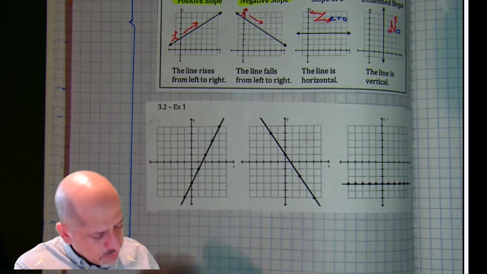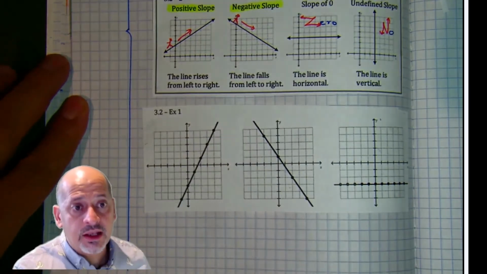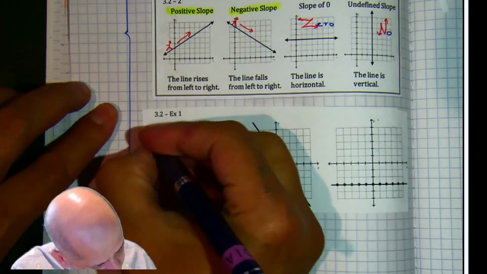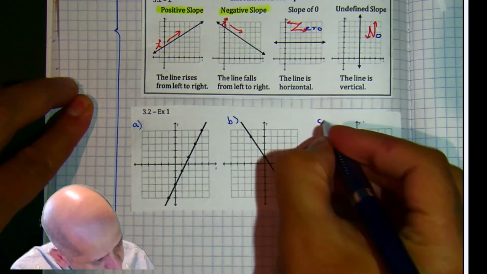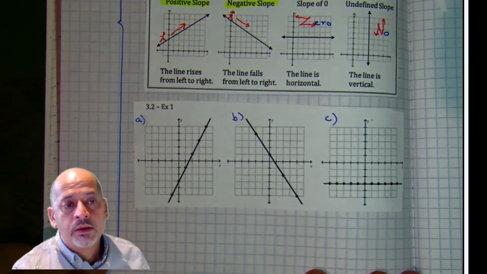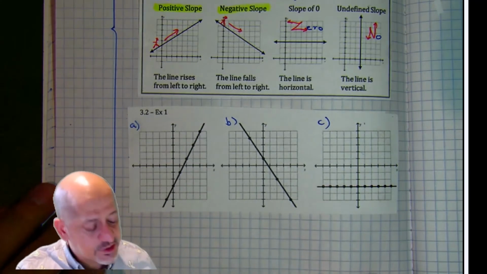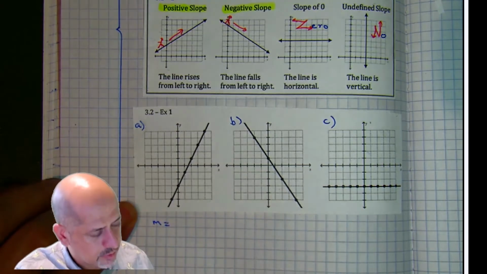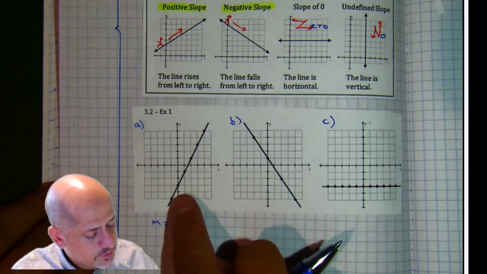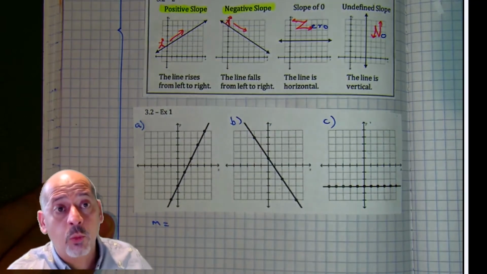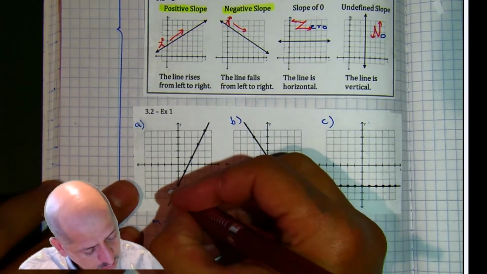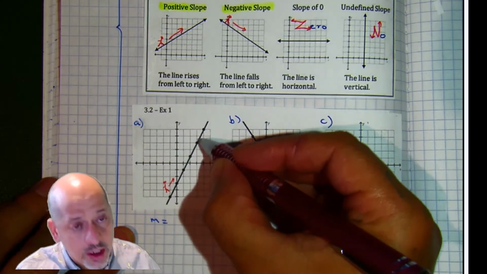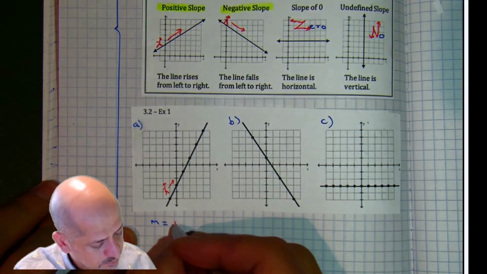So now I need to be able to identify the slope of the line. Let's call this A, this one B, and that one C, so we can refer back to them. First I need to decide, is my slope going to be positive or is my slope going to be negative? Is this a positive slope or negative slope? Just think, if you are walking on the line, which way is it walking? Up is the stick figure. You're walking up, so therefore your slope will be positive.